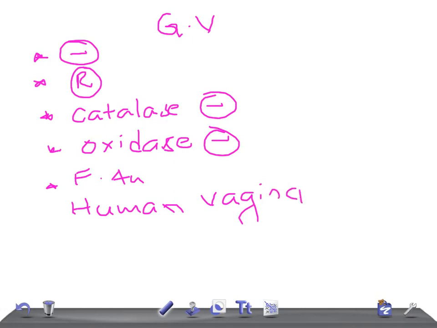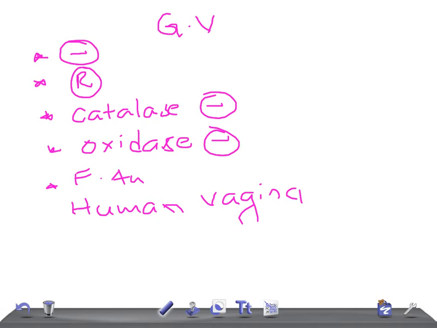So what's the transmission? Transmission is endogenous. This is an important point you should remember. Whenever there is an increase in the pH of the vagina, this Gardnerella vaginalis infection flares up and it leads to the infection, or the disease.